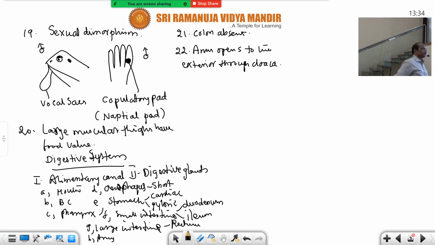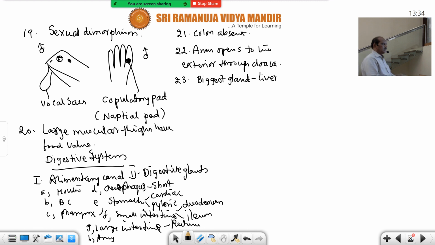So that is about the alimentary canal and digestive glands. Digestive glands: the biggest gland, the liver, is present in all vertebrates, not only frog and man. In man, you study the digestive system in the second year, then you will come to know about that.